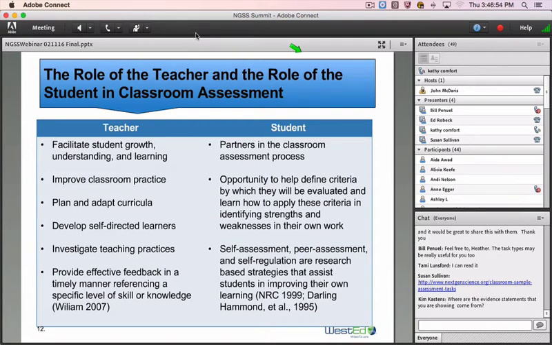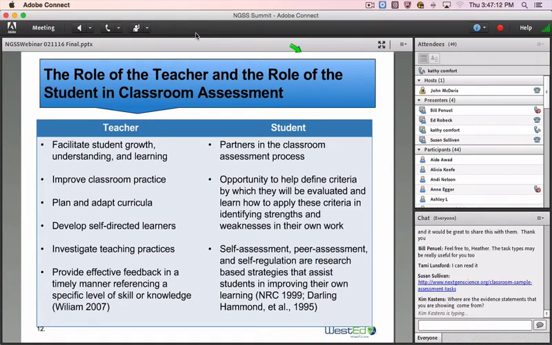In his research, he found that when teachers provide a letter grade, it was nowhere near as effective as when teachers provided specific feedback, and students were able to use that feedback to improve their learning and improve their understanding of that particular skill or knowledge.